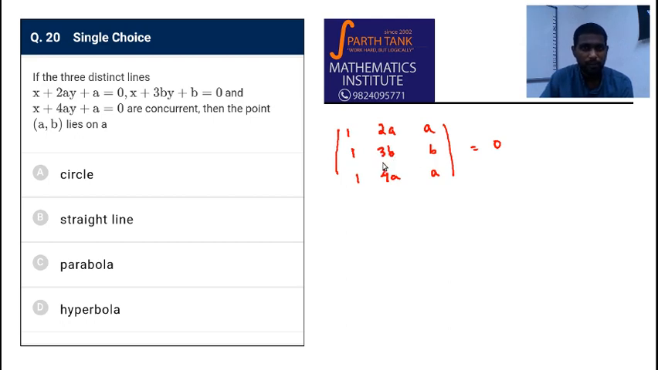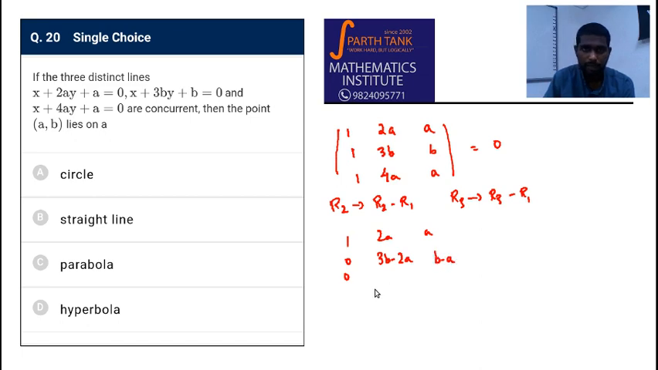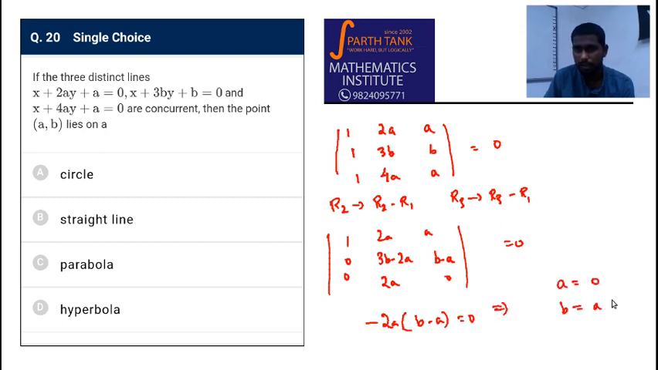Now, what is the easiest way to evaluate this? Make these two entries zeros. So I am going to do R2 replaced by R2 minus R1 and R3 replaced by R3 minus R1. So 1, 0, 0, 2a, a, 3b minus 2a, b minus a, 2a, and 0. Evaluating this determinant, 1 into this minus this is only this last term: minus 2a into b minus a is 0, which implies a is 0 or b is equal to a.